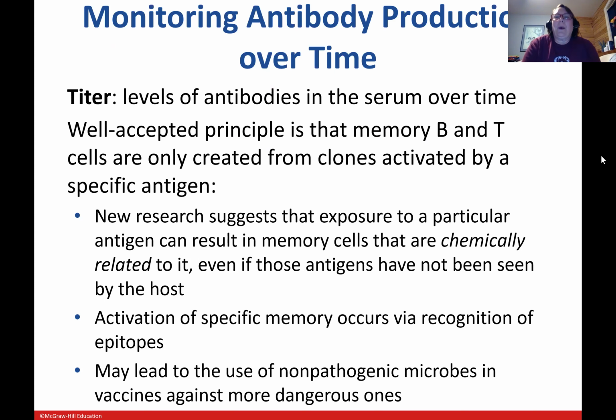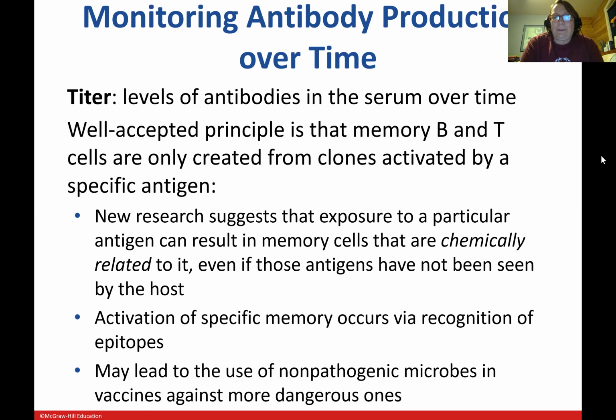Okay, so there is a term called a titer, which is the level of antibodies in the serum over time. This is a well-accepted principle that memory B and T cells are only created from clones activated by a specific antigen. However, there's new research that suggests that exposure to a particular antigen can result in memory cells that are chemically related to that antigen, even if those antigens have not been seen by the host.